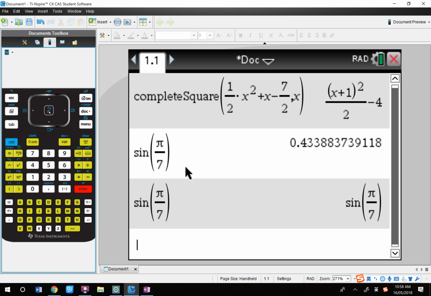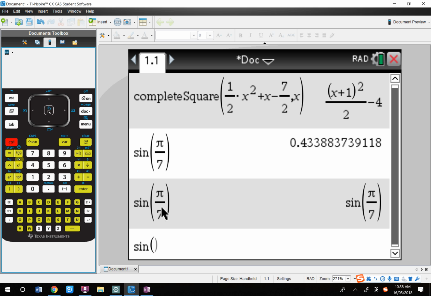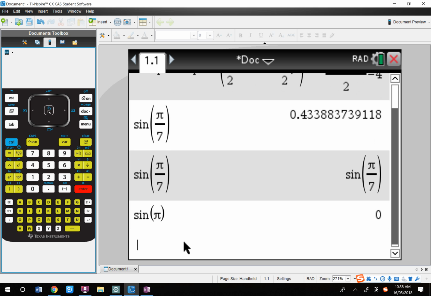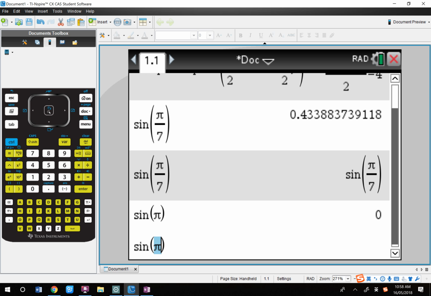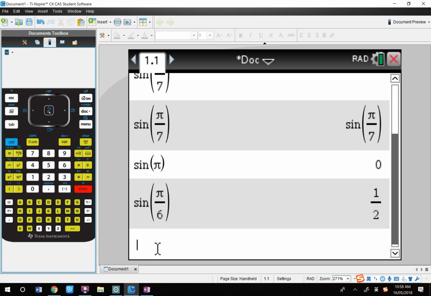The value is not that easy to be exact, but there are some angles that are really nice. For example, I'll show you one. Sine pi. Okay, let's see what it is. It's 0. Sine pi is 0. I can use the exact form to represent it, or I can use sine pi over 6. Okay, that's a half. So there are some angles that are really nice.